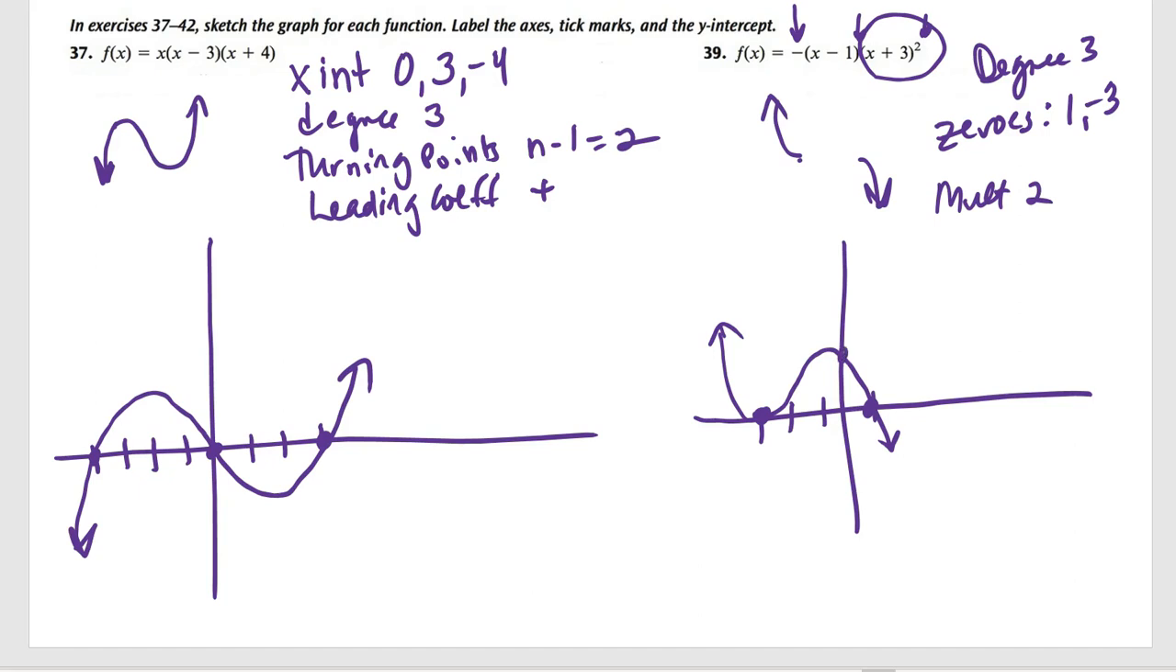The other point I could look for is this intercept. It's kind of handy to have. This is my y-intercept, so I know that's just when I put a 0 in for x. Let's just put a 0 in for x and see what we get. So that's going to be 9 times 1. This is going to be 9. So at this point, it's going to be 9.